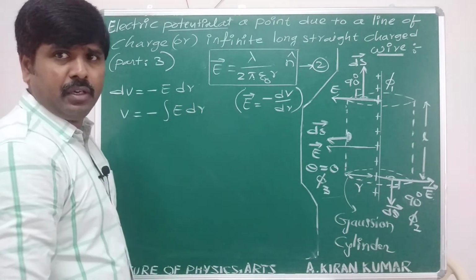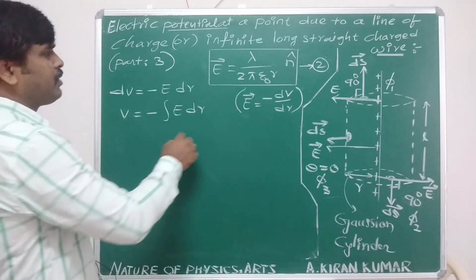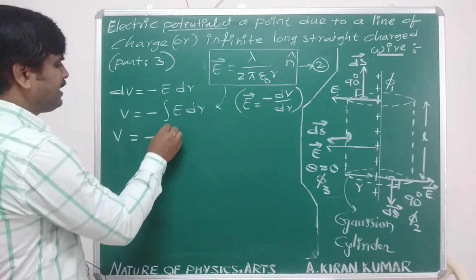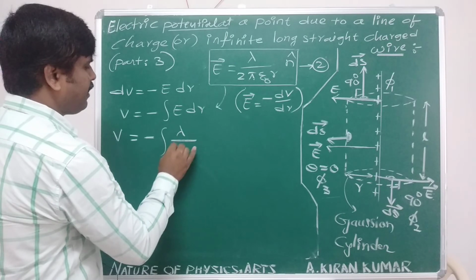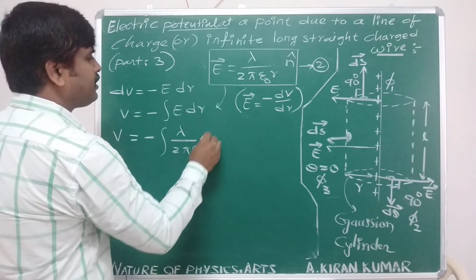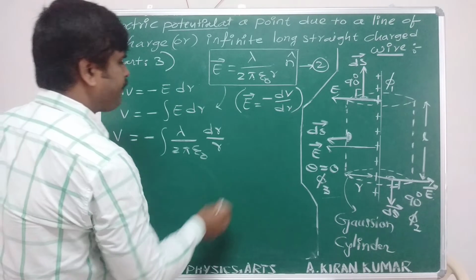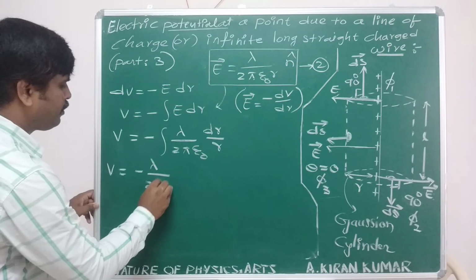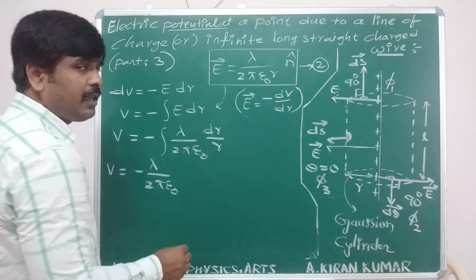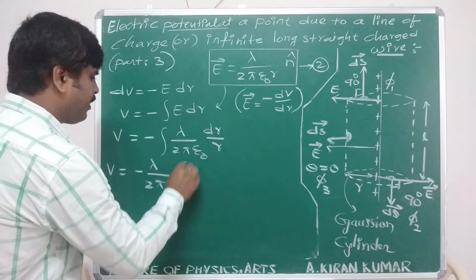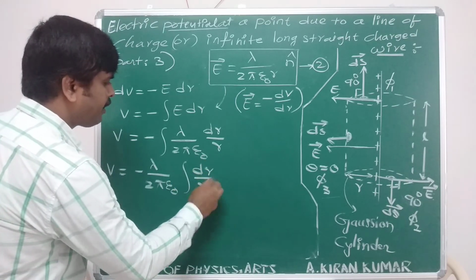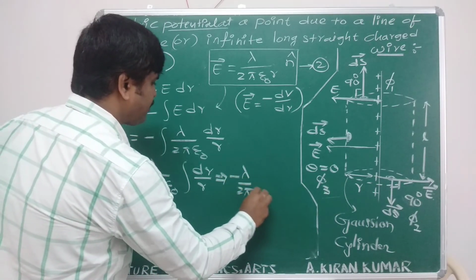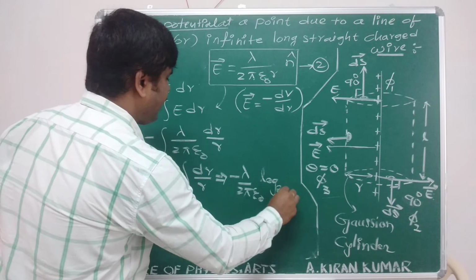Integration, that is why the integral of dV is V. Replacing the value of E here, the electric potential V is equal to minus the integral of lambda divided by 2 pi epsilon naught into dr divided by r. So V is equal to minus lambda divided by 2 pi epsilon naught, which is constant, times the integral of dr divided by r.